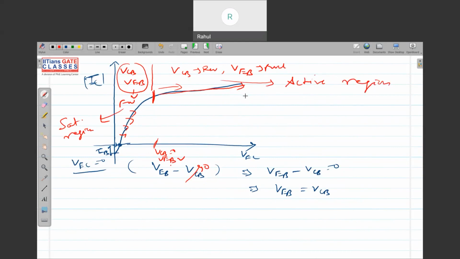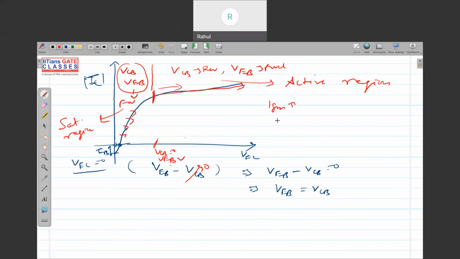So this active region is extremely useful for amplification purposes. The saturation region is useful for switching purposes, but for amplification, this active region is very useful. That will be discussed in detail in the analog circuit part. Because you see, in this active region, the transconductance GM is very high.